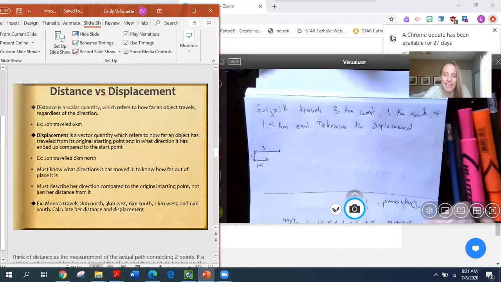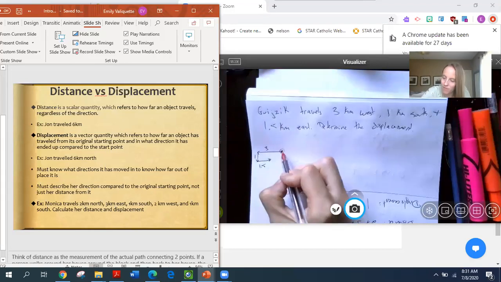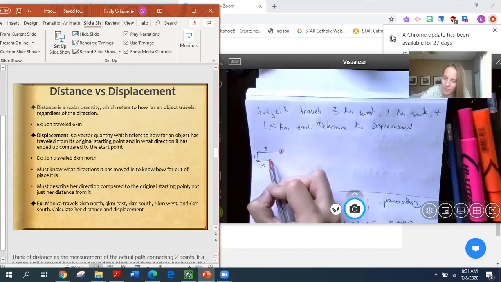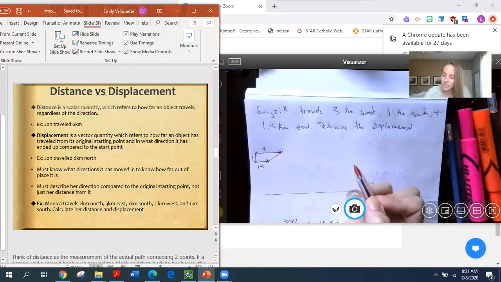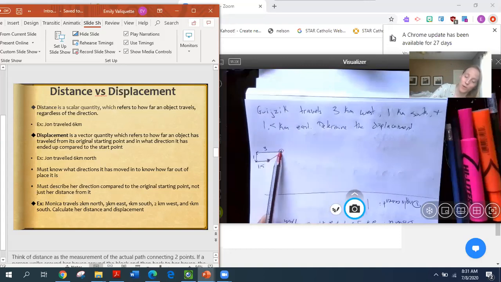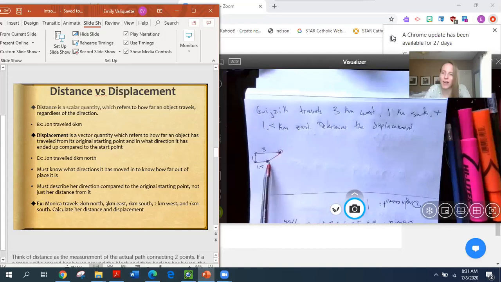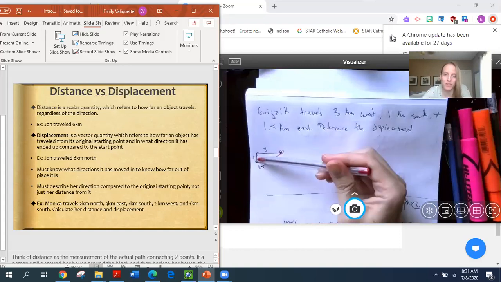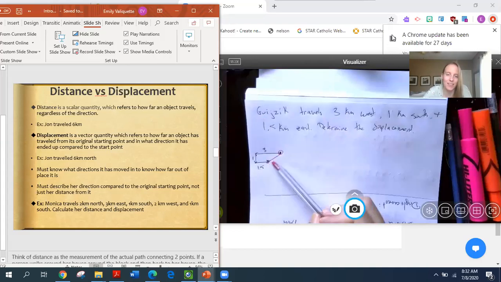kilometers back east. Now to determine the displacement, you need to figure out how far Gijik is from the origin. So that distance right there. Now, some of you might be saying, well, he traveled west 3 kilometers, back east 1.5, so he is 1.5 kilometers away from where he started. But that doesn't account for this 1 kilometer south that he has traveled. Because this is a slanted diagonal line, you're going to have to use Pythagorean theorem.